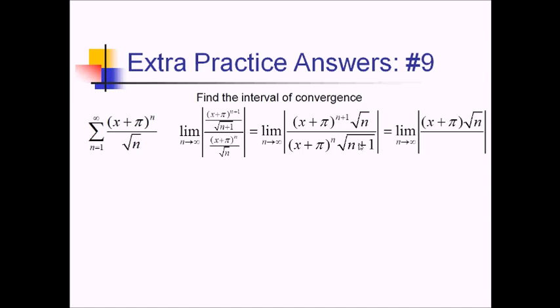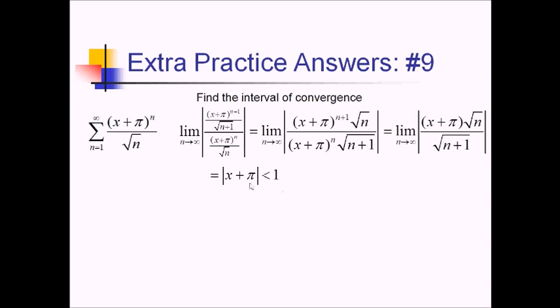Down below, I've just got the radical n plus 1, the x plus pi to the n just got canceled out. As n approaches infinity, this little plus 1 goes away. So we've got radical n over itself, which cancels, leaving us with just x plus pi. And now to get the interval of convergence, we'll set that less than 1.